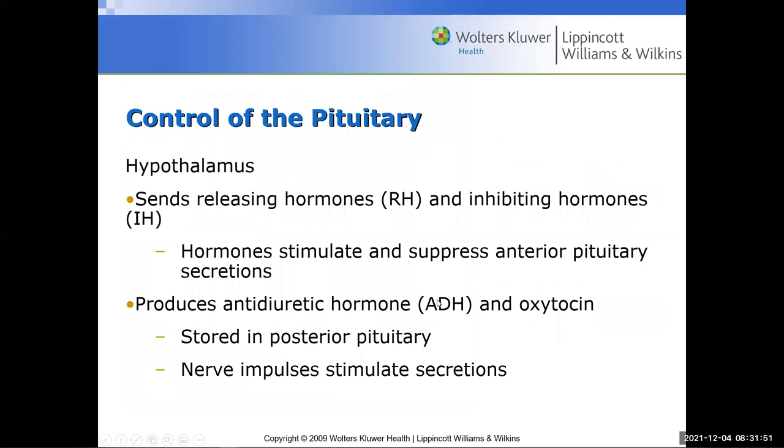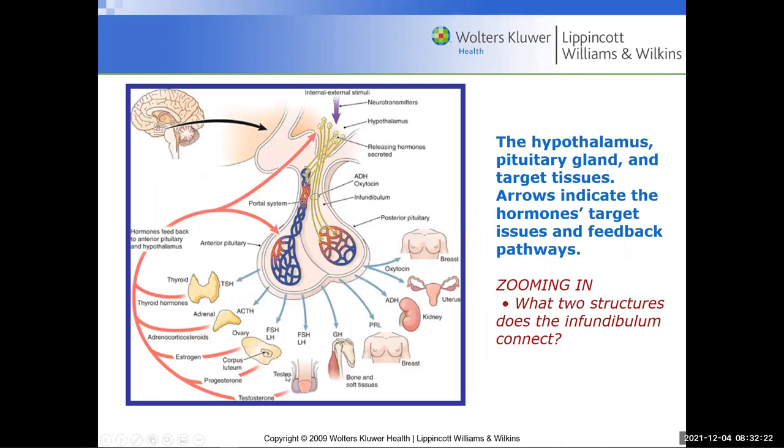All right, so in terms of the pituitary itself, here it is, how is it controlled? Well, the control starts at the level of the hypothalamus, where it sends releasing hormones, either RH or the inhibiting hormones, and these either stimulate or suppress the anterior pituitary secretions. So this leads to the production of ADH and oxytocin, which are stored in the posterior, and nerve impulses stimulate the secretions. So here it starts at the level of the hypothalamus, and then you have stimulation here leading to the effect occurring at the level of the anterior and posterior pituitary glands. So stimulation along these pathways causes the release of these different hormones.